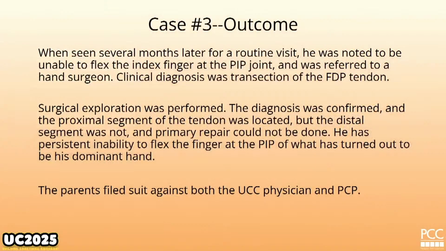When he was seen several months later for a routine visit, he was noted to still be unable to flex the finger, the index finger, at the PIP joint. At that point, he was referred to a hand surgeon who made the clinical diagnosis of a transection of the flexor digitorum profundus tendon. They performed a surgical exploration which confirmed the diagnosis. The proximal segment of the tendon could be located, but the distal segment was not, and primary repair could not be done. Therefore, nothing could be done to fix this.